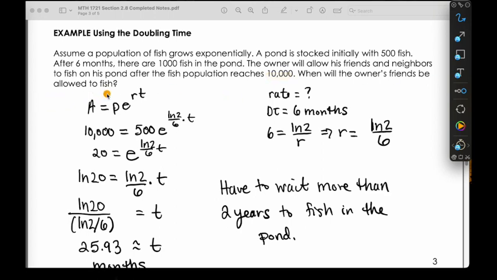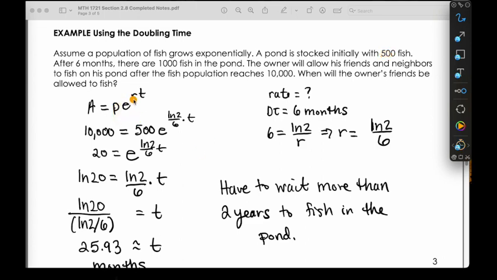So we've got a lot of information given to us in this problem. And since we're doing a population growth here, we're going to use our continuously compounding formula. Now, the question wants us to figure out when this guy can fish. So we have to wait till there's 10,000 fish in the pond. So the accumulated value would be 10,000. That's what we want in the future. The initial amount is given to us as 500, so that's our P.